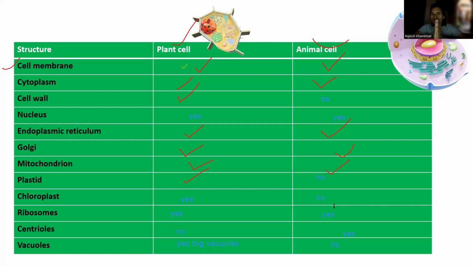Okay. So now see what the differences are between the animal cell and plant cell and what the similar points are. Let me remove this. So this is the comparison between the two cells, and let's move ahead.